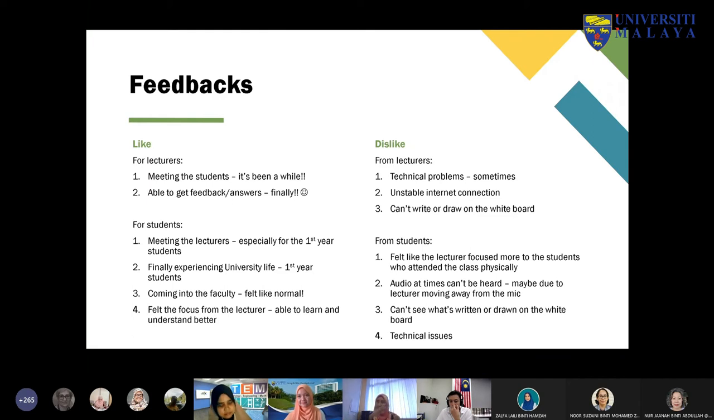the audio is just going slow at times. To overcome this, I would get the pocket microphone, so you can walk without any issues on audio. And they can't see what's written or drawn on the whiteboard if the lecturer uses it. But we received this comment in the early weeks, so we asked the lecturers to use the drawing board, or if they have a touchscreen laptop, to set it up so it's easier to write and draw anything they need.